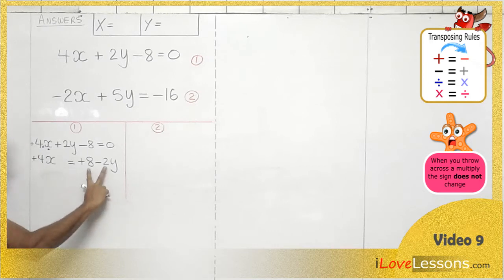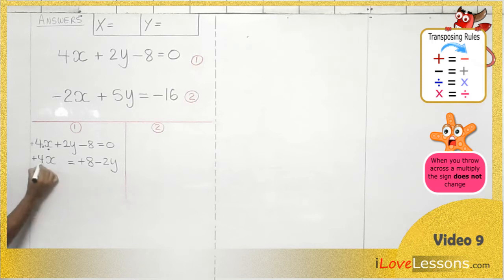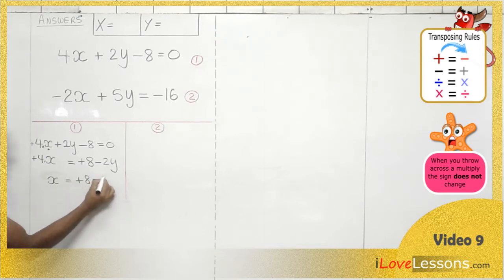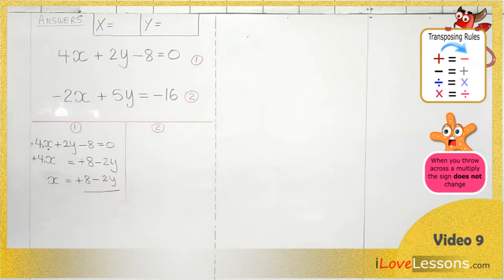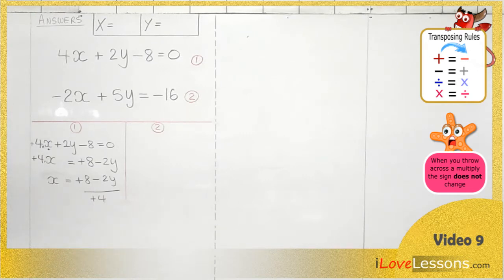There's no chance of combining these two because this has a y and this doesn't have a y. What do we have in between here and here? We have a secret multiply. Throw across the multiply, we're going to get a divide. Put one big divide sign and we're going to divide the whole thing by positive 4. So that's our first equation where we made x the subject.